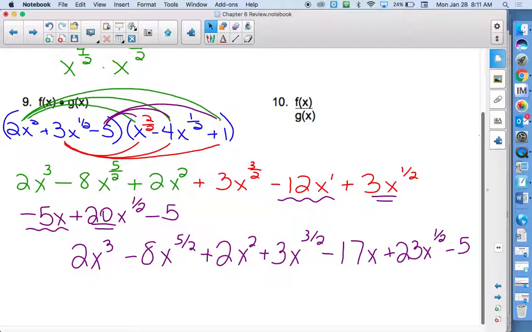But yeah, because they're both the same radical, you can multiply them. So they're both the same radical, you can divide them.